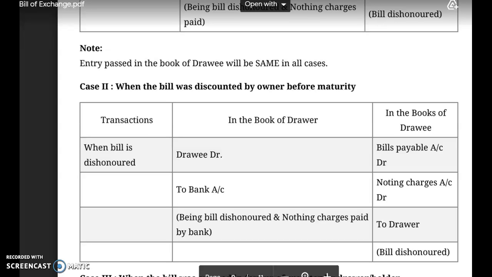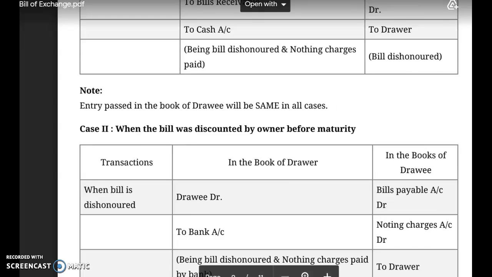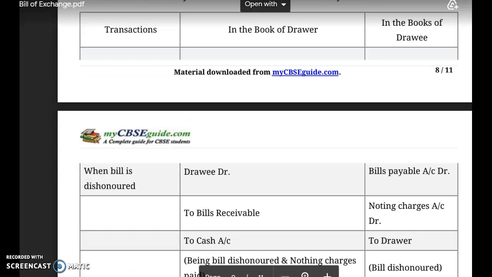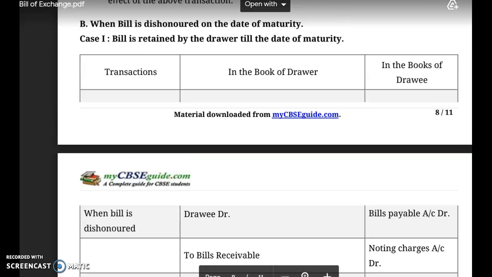But in the books of the drawee, entry will be bills payable account debited. As I told you, noting charges account debit to drawer. His duty is to make the payment of the bill as well as the noting charges. See, the same entry we had recorded in the first case, when the bill is held with the drawer till the due date of maturity.